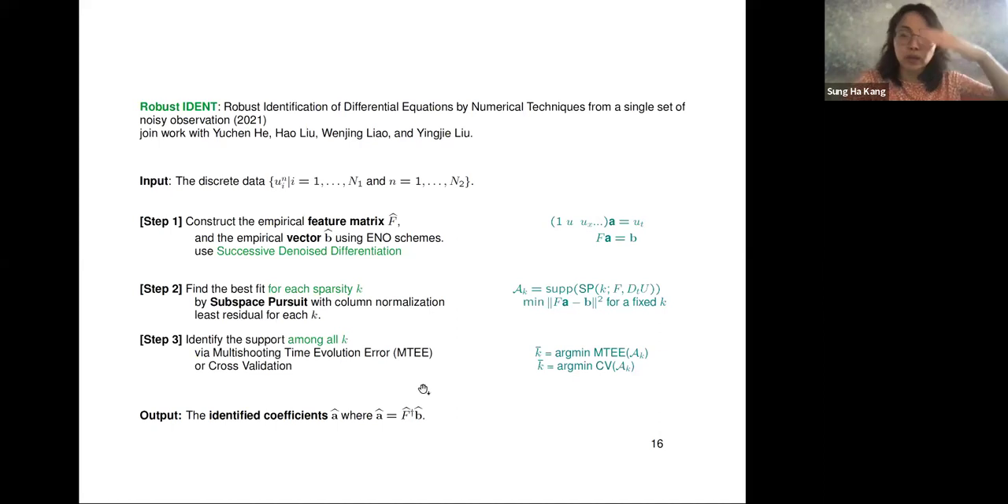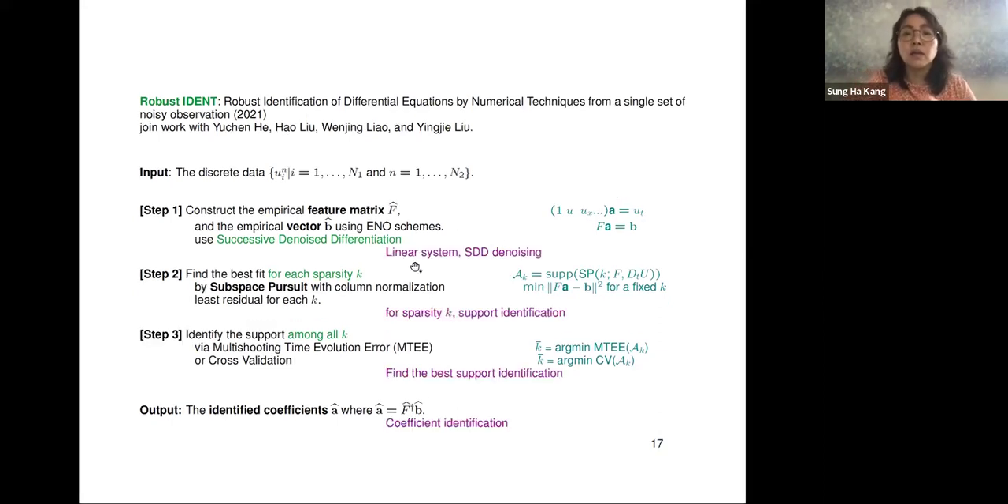Coming back to the general theme, the overview of the idea: you have a linear system, and to denoise it we do SDD. How to find the support? For each sparsity, you find the support. But because you have that for each sparsity, we have to find the best support one more time. Subspace pursuit has been very stable. At the end, we just used cross-validation, which was already pretty good. After the support is found, you do the coefficient identification by least square fit. But that's the bigger idea for it.